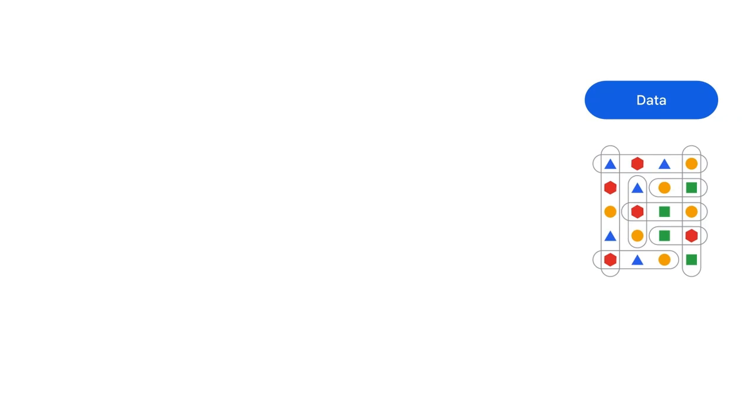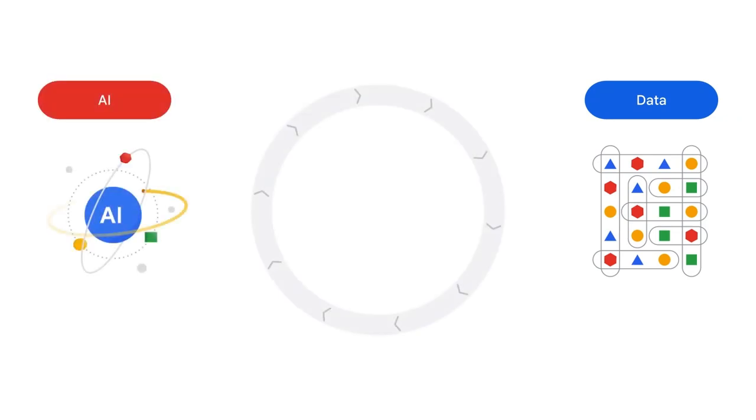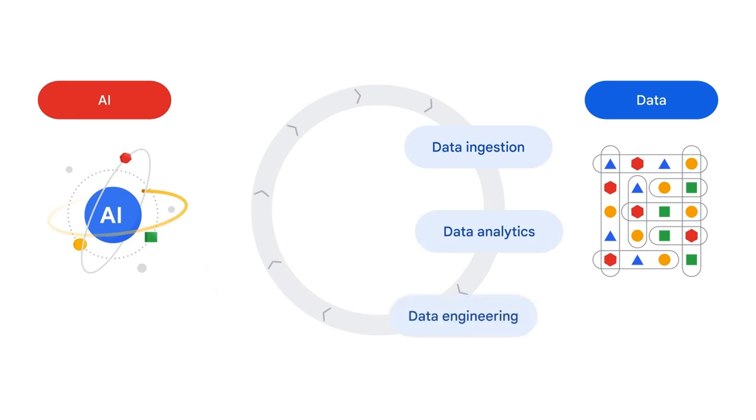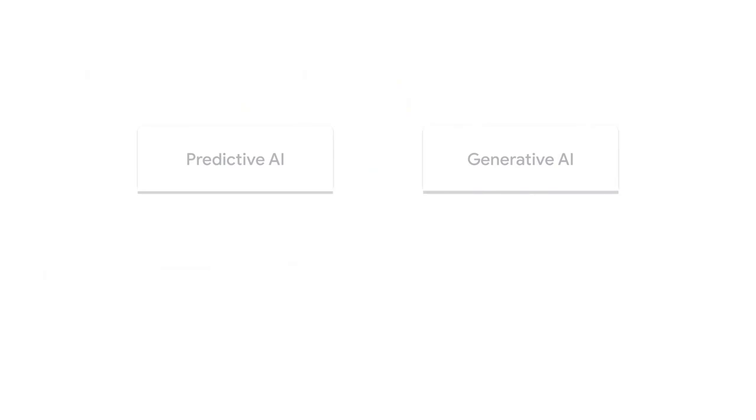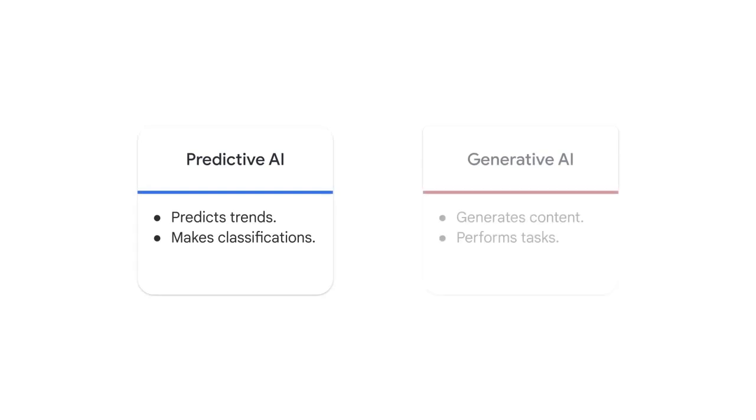This application's development encompasses the entire data to AI lifecycle. It includes data ingestion, data analytics, data engineering, model training, testing, and deployment. These processes are supported by Google's unified development platforms. Additionally, Google's AI development platform enables the utilization of various types of AI, including predictive AI for tasks like sales forecasting, generative AI for tasks like automating marketing campaigns, and hybrid approaches that combine both.